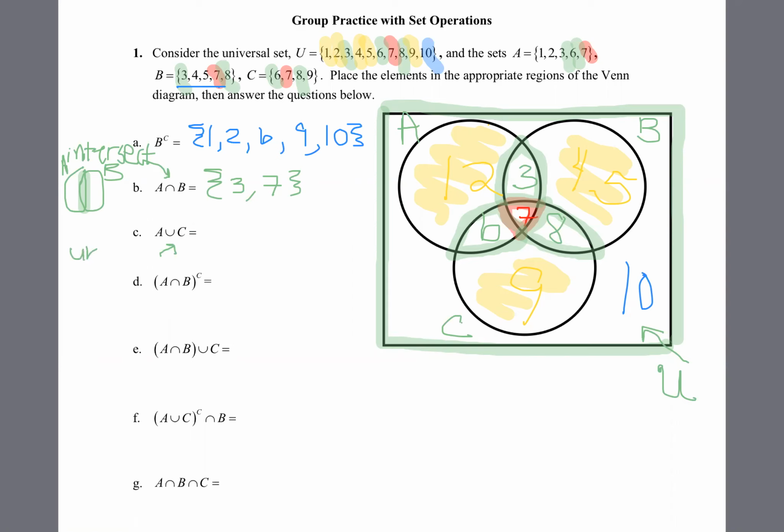Okay, then if we keep going, this is A union C. So union, you're uniting 2 sets, so put everything in it. So everything in A with everything in C. So that gives us 1, 2, 3, 6, 7, 8, 9. It's absolutely everything that's in A and C. 1, 2, 3, 6, 7, 8, 9.